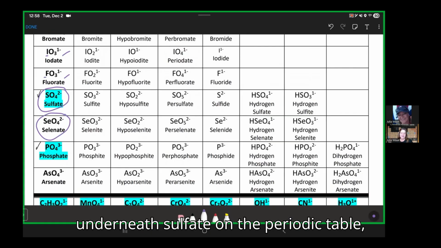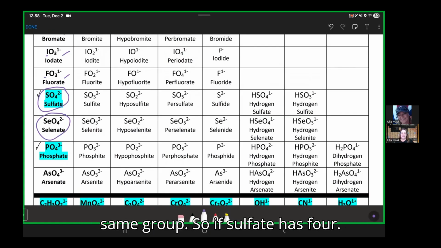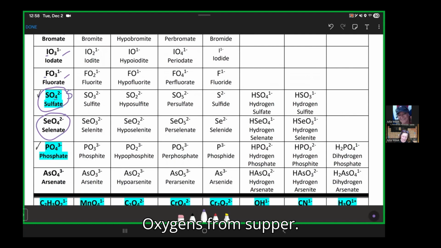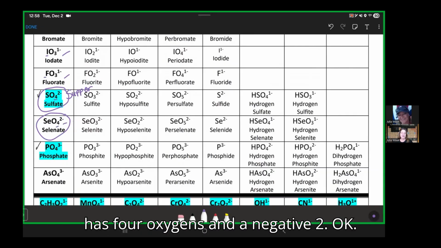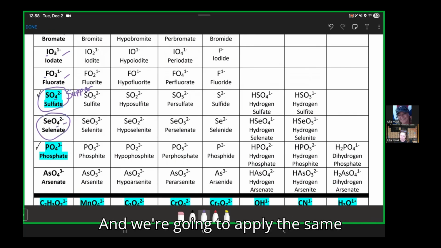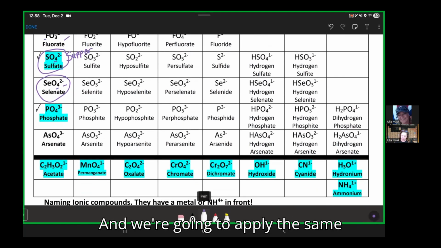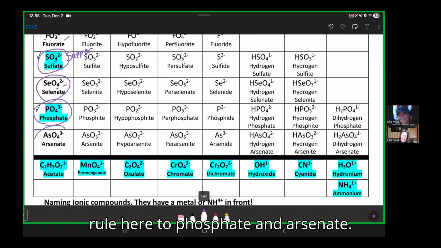Selenate is right underneath sulfate on the periodic table, same group. So if sulfate has 4 oxygens and a negative 2, selenate also has 4 oxygens and a negative 2. Okay? And we're going to apply the same rule here to phosphate and arsenate.